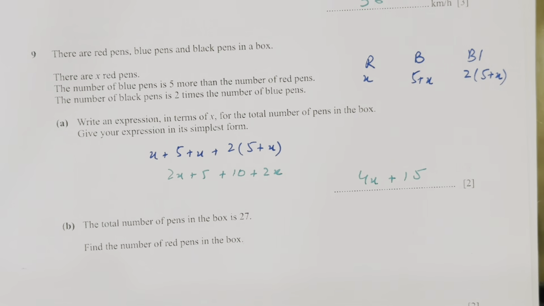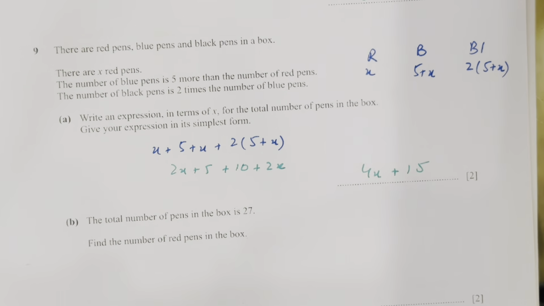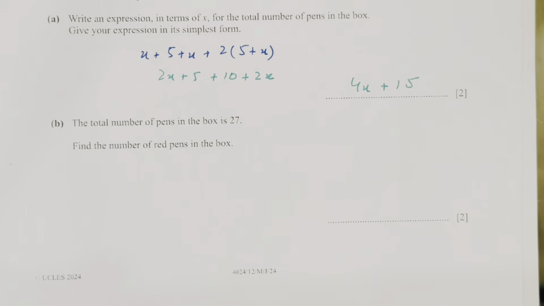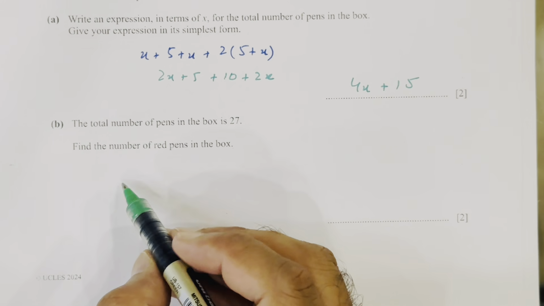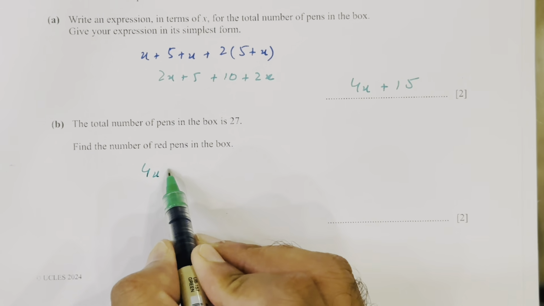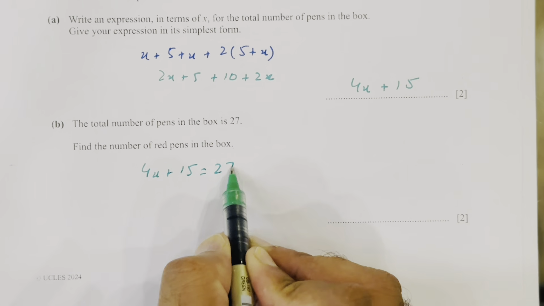Next part is the link part. The total number of pens in the box is 27. Find the number of red pens in the box. We know the red pens are X, so we need to find the X. Then 4X plus 15 is equal to 27.